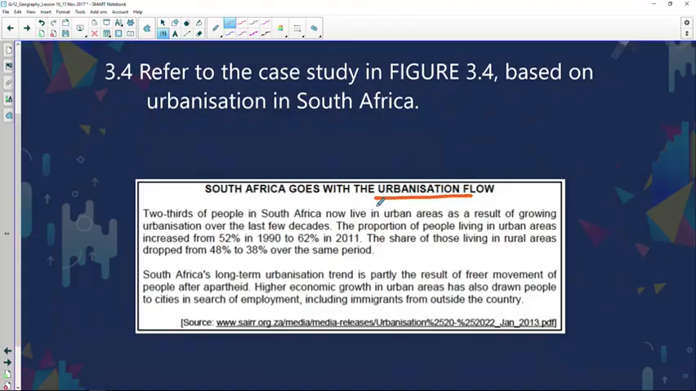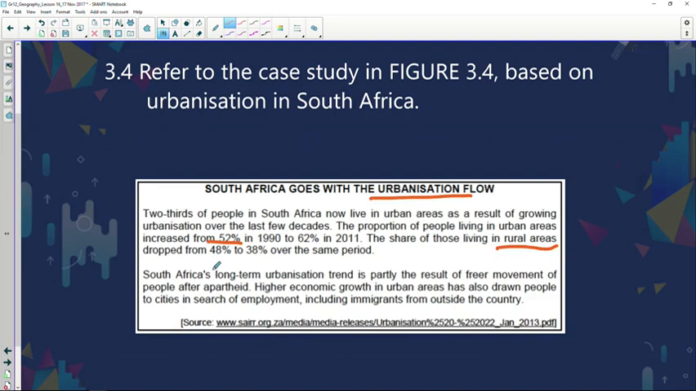So guys, welcome back after the break, and let's continue with the next question that involves a case study. Now this case study is about urbanization. If you look at it, 2/3 of the people already live in urban areas. As you can see over the past decades how it increased, there's the percentages, and the people living in rural areas has dropped over the same time. So that means the people from the rural areas has moved to the urban areas.